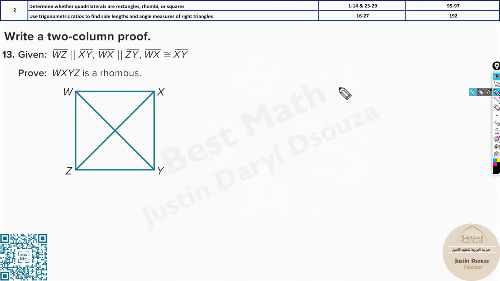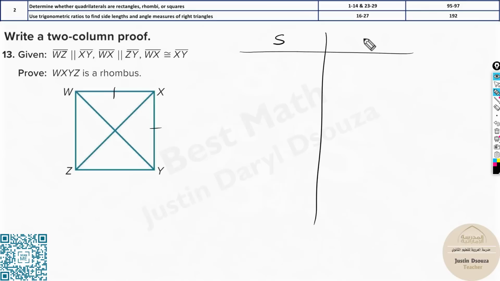Okay, whenever they tell you there are two consecutive sides that are equal, then it mostly goes towards what? It's a rhombus. We can easily prove this rhombus. Now all we need to know is that this is a parallelogram. If this is a parallelogram and there are two consecutive sides equal, directly it's a rhombus. That's the property. Now statement, reason.